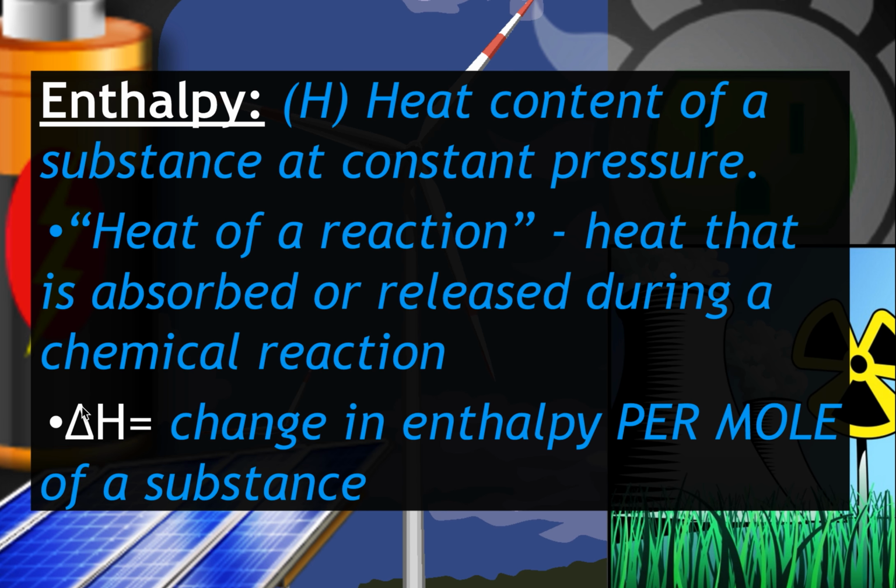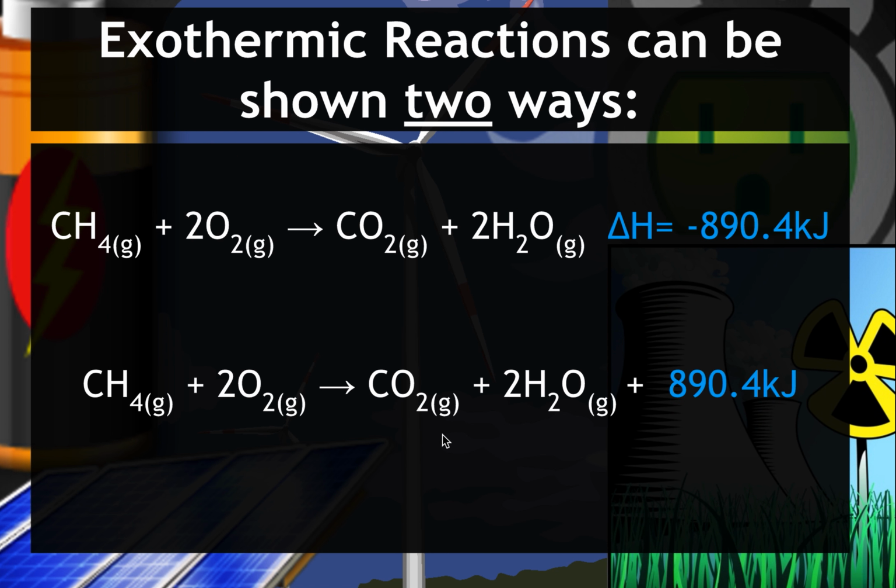The delta H, remember delta always means a change, in this case change in heat, will be the change in enthalpy per mole of a substance. So we're going to be looking at those mole ratios to determine how much energy is produced. There are two basic types of reactions, an exothermic reaction and an endothermic reaction. We're going to look at the exothermic reactions first.